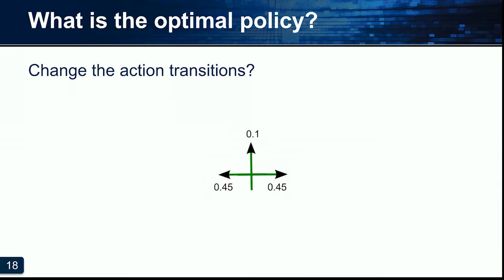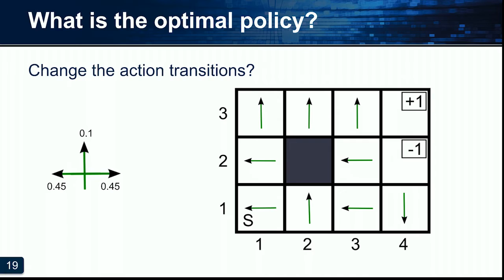You could also change that. So what if I'm just the most uncoordinated person ever, and if I'm trying to move north, I'll only end up there 10% of the time, and I could end up to either side 45% of the time. You get a very different kind of optimal policy. So you get something that looks like this, right?